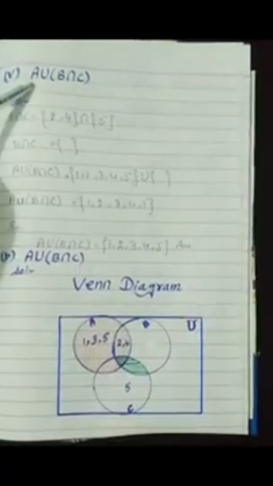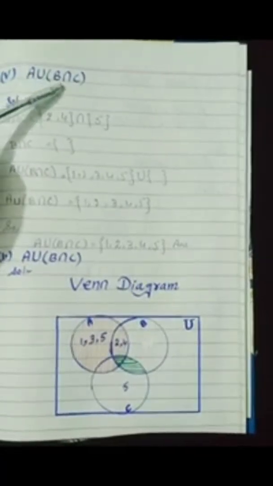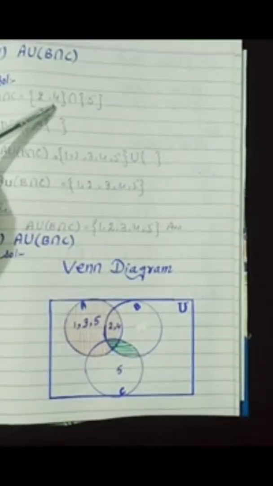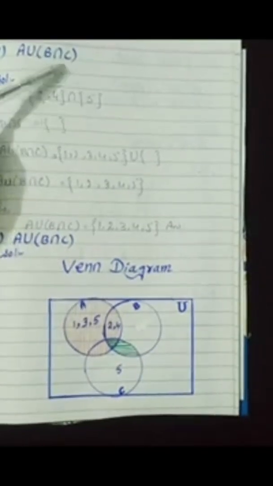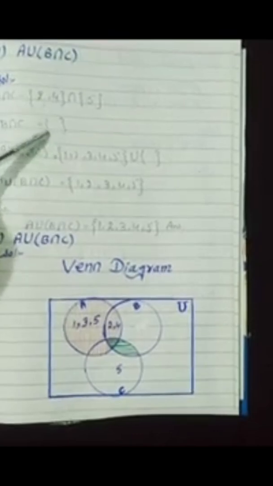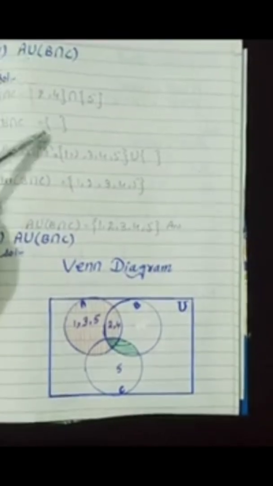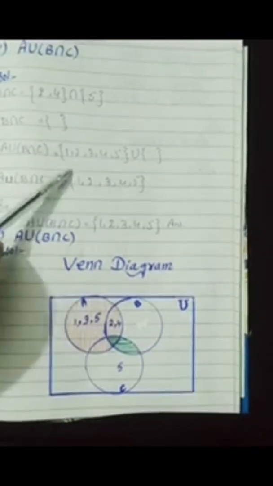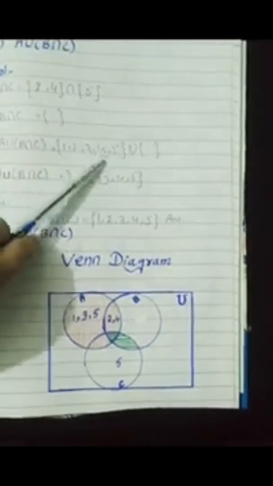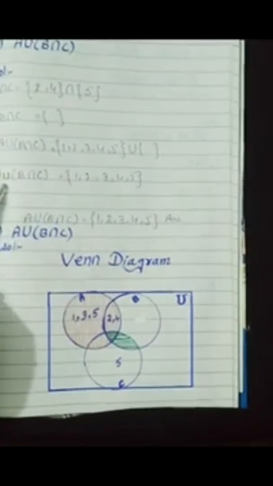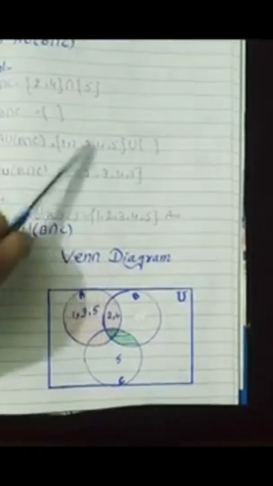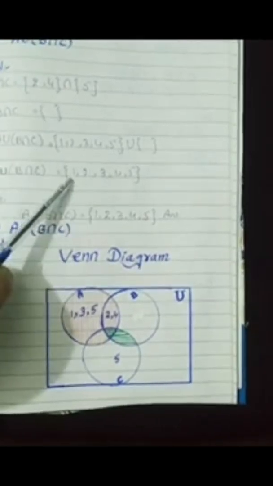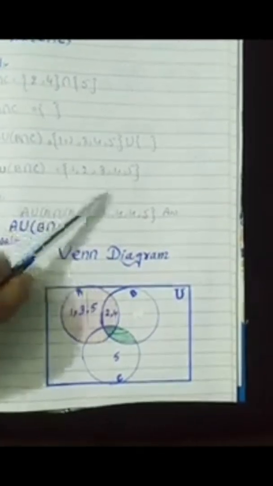Next question we have A union bracket B intersection C. Firstly we find B intersection C. B we have 2, 4. Then intersection C we have 5. There is no common value, so we have an empty set. Then we take the union of B intersection C with A. So A is equal to 1, 2, 3, 4, 5. Union B intersection C we have an empty set. So when we take union, we combine the values from the set A and B intersection C. So we get 1, 2, 3, 4, 5.